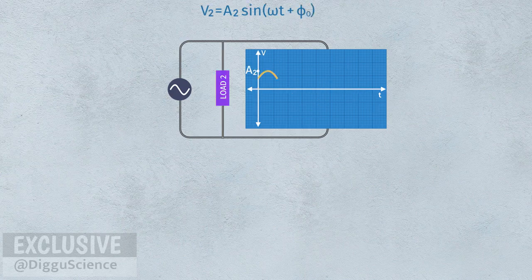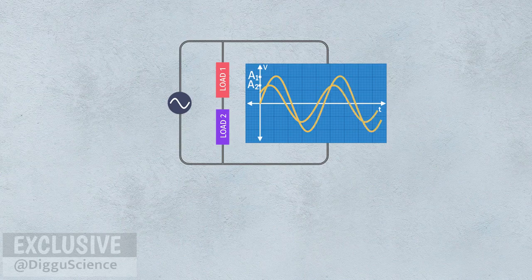When another electronic device is connected to that voltage source, the voltage value is V2 equal to A2 sine omega t plus phi 0. If the two electronic devices are connected in series, what is the voltage value? Of course, the voltage is the sum of the two voltages. Let's consider that voltage is V3. The voltage V3 is the sum of V1 and V2. This voltage V3 is similar to the resultant vector.